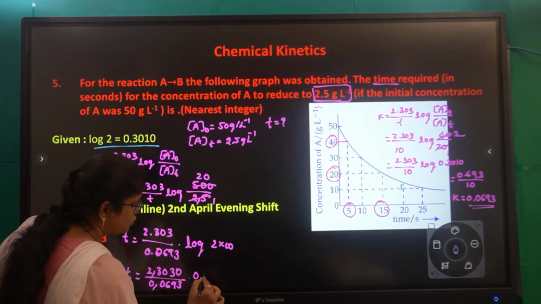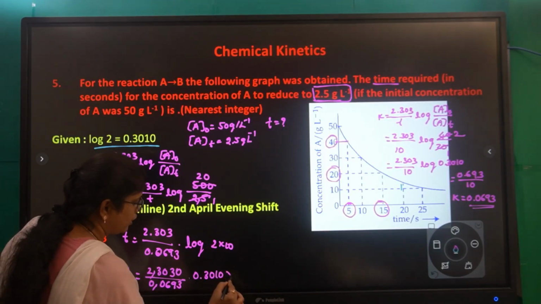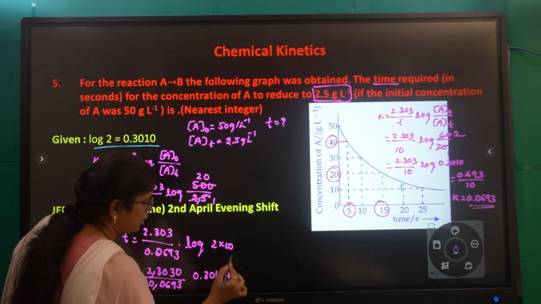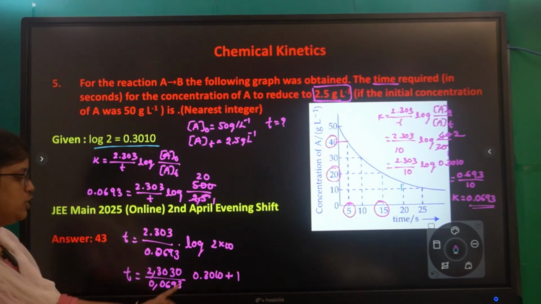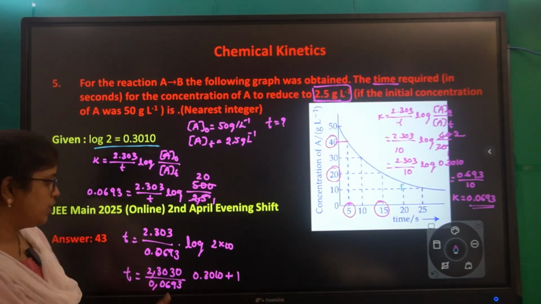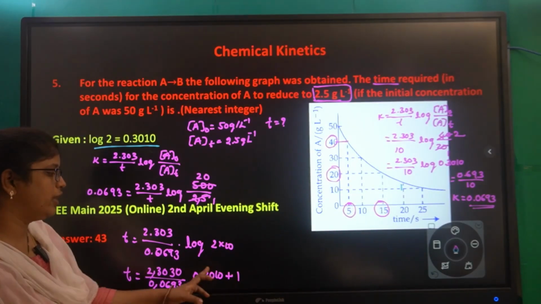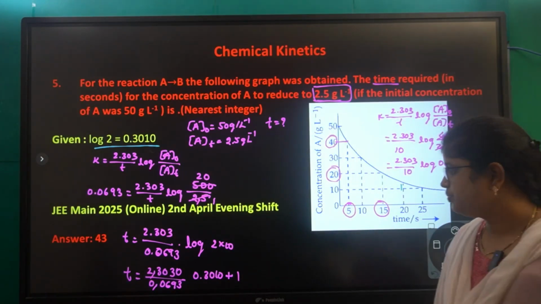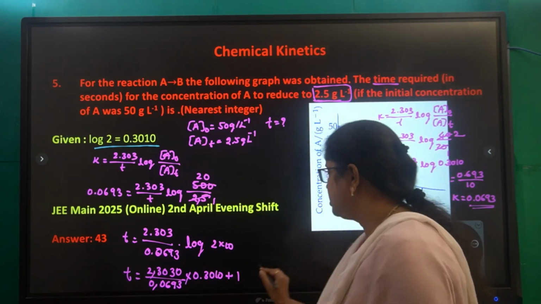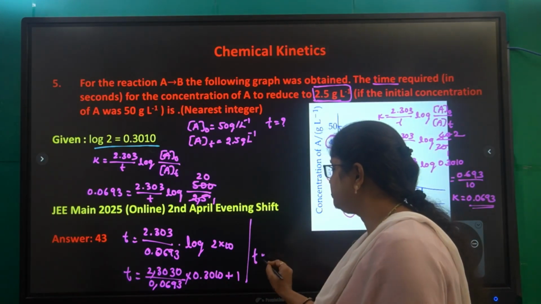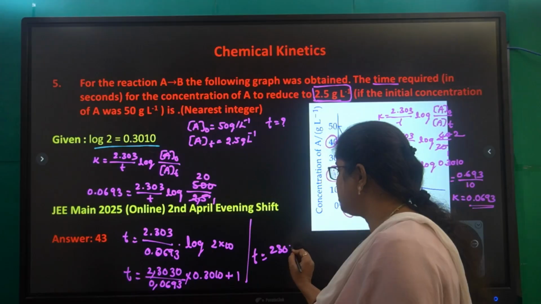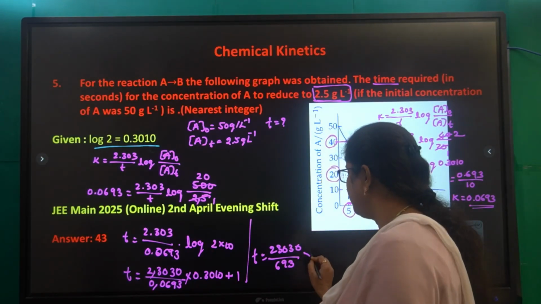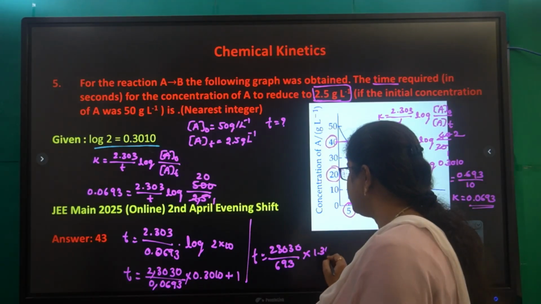Log 2 value is equals to 0.3010, plus log 10 value is equals to 1. So that is 1.3010. So 23030 into 1.3010 divided by 693. Simplify this. Here T is equals to 23030 divided by 693 into 1.3010.